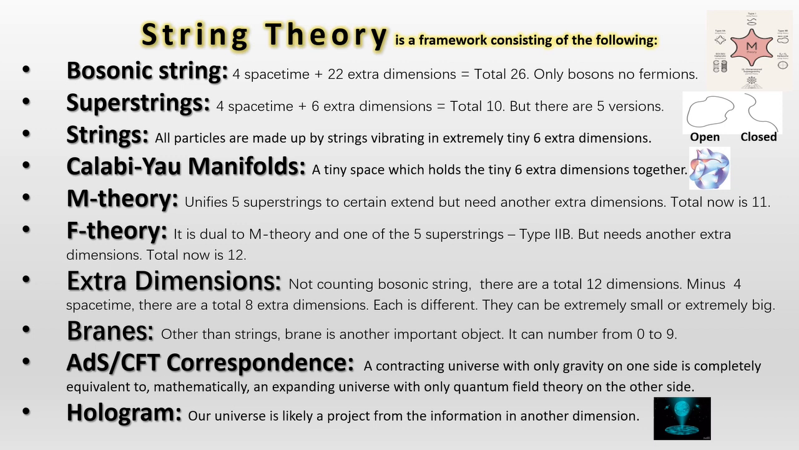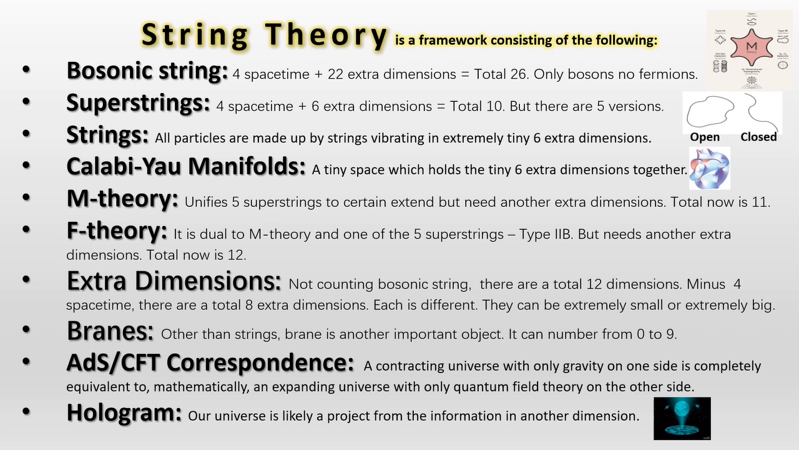It is dual to M-theory and dual to one of the 5 superstrings, which is type 2B. There is yet another extra dimension. The universe now has 12 dimensions instead of 11. After taking away 4 space-time dimensions, there are a total of 8 extra dimensions. These extra dimensions can be extremely tiny, yet they could also be infinitely big. Each of the extra dimensions has different characteristics.